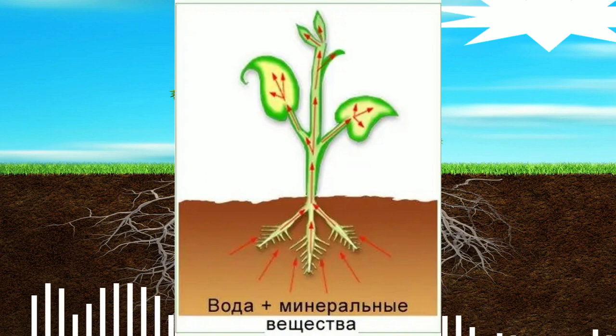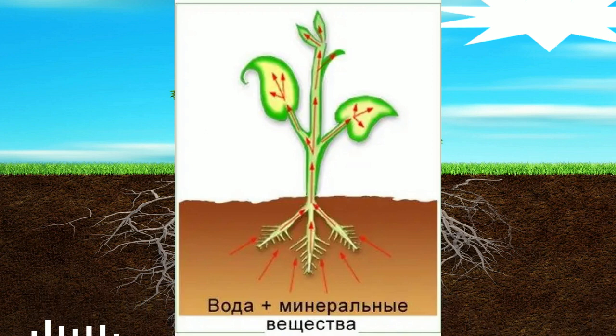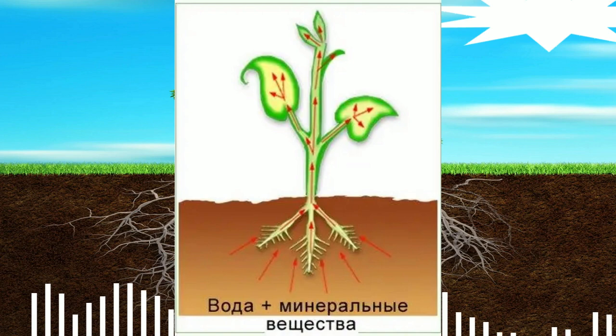The root absorbs mineral substances and water dissolved in it from the soil, due to which the plant feeds. Absorption of substances and water occurs due to root hairs located at the root.